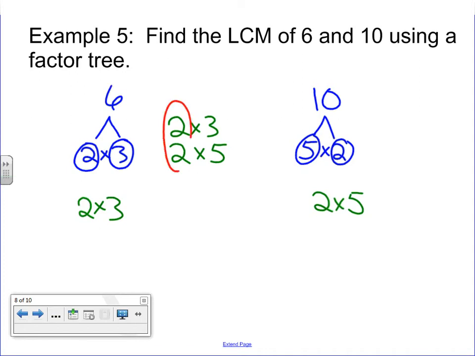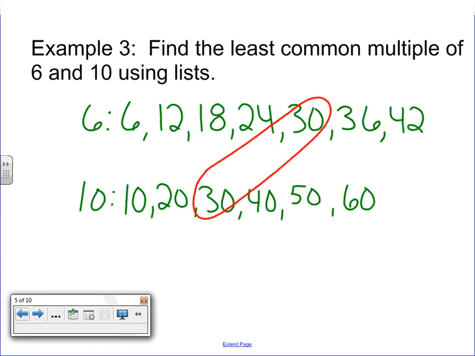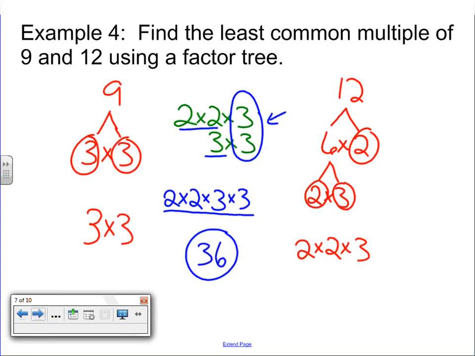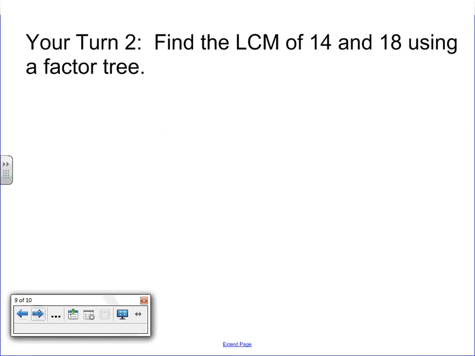If you do this, it's much easier to find the similarities. They share a 2. So instead of putting 2 2s, I'm just going to put 1. There's a 3 here, so I'm going to include that. There's a 5 here. I'm going to include that. 2 times 3 is 6. 6 times 5 is 30. So the least common multiple then is 30. Let's go back to our list. Oops, one more. And sure enough, our least common multiple was 30. Remember, you only use the numbers that are shared one time, and then everything else gets piled in. You give it a shot.